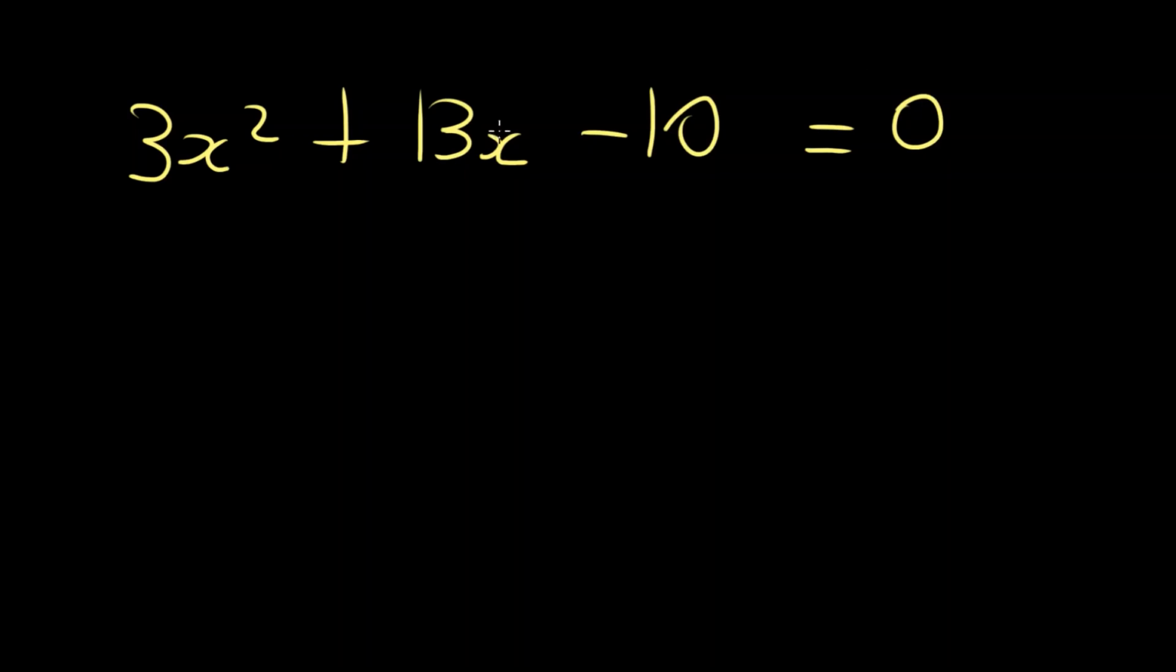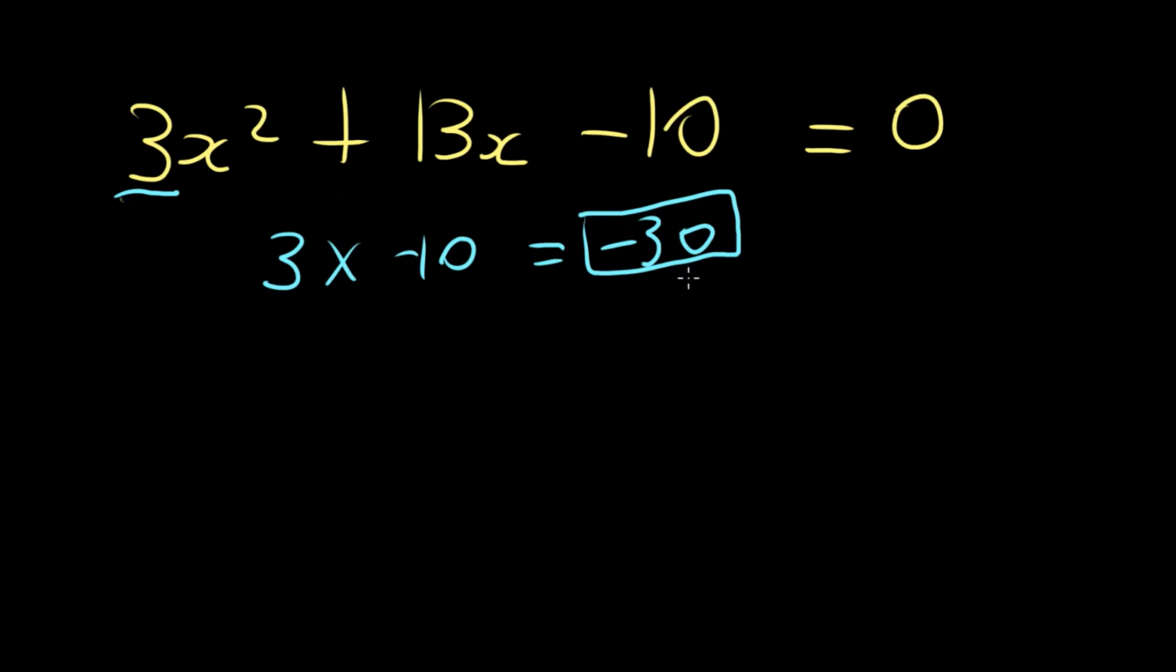3x squared plus 13x. I'm slowly making these harder as we go. 3x squared plus 13x minus 10 equals 0. So again, we've got a value for a which is greater than 1, so we need to use that technique again. So remember, what do we do? We multiply a by c. So that'll be 3 times minus 10 equals minus 30. That's our target. We have to find two numbers that multiply to get minus 30, but add to get 13.